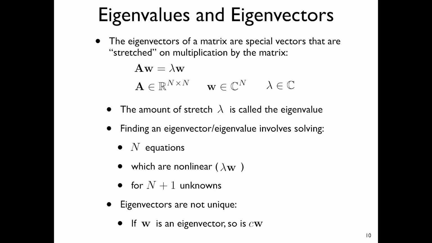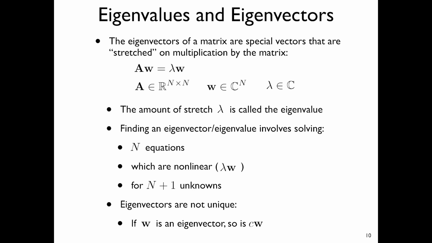For a real n by n matrix, there will be eigenvectors and eigenvalues, which are the amount of stretch, and which are complex numbers. Finding eigenvector eigenvalue pairs involves solving n equations. We'd like to know what these are. They're nonlinear because they depend on both the value and the vector, the product of the two, for n plus 1 unknowns. We don't know how to solve nonlinear equations yet, so it might seem like we're in a rough spot, but I'll show you that we're not.